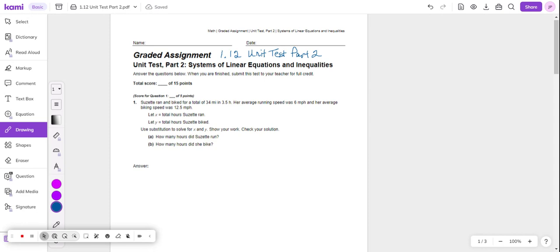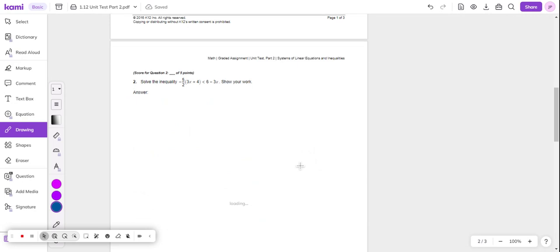For A, you're going to tell me how many hours Suzette ran, and then for B, you're going to tell me how many hours Suzette biked. So you do have to have a system of equations, and then you do have to solve by substitution, and you do have to show your work, and then it says check your solution. You don't really have to show your check. I'm not going to be picky about that, but you would want to make sure that your answers make sense, okay? But you do need to show your substitution work, show how you got X and Y, and then if you want to check your solutions, that's up to you. So that's number one.